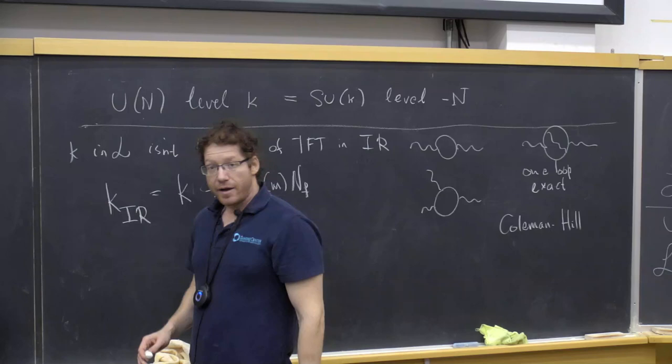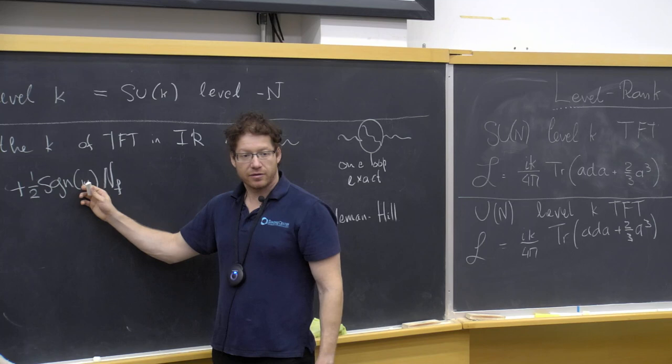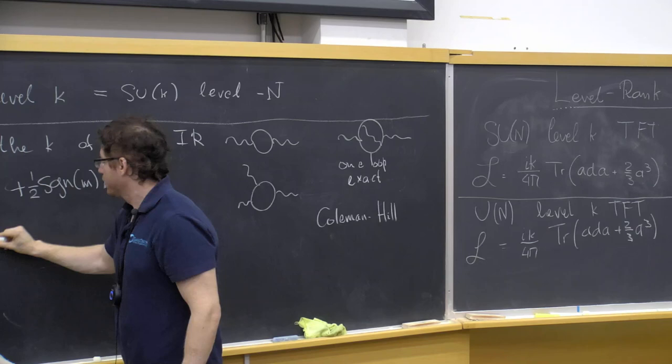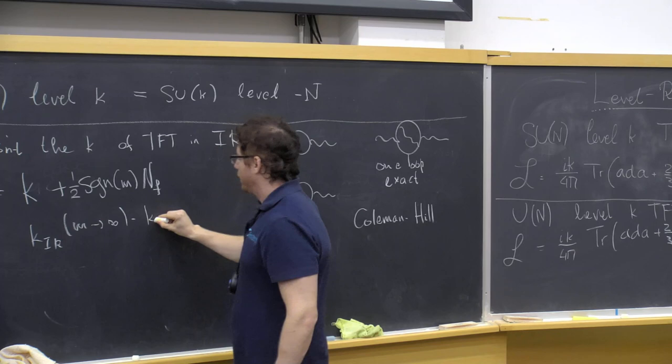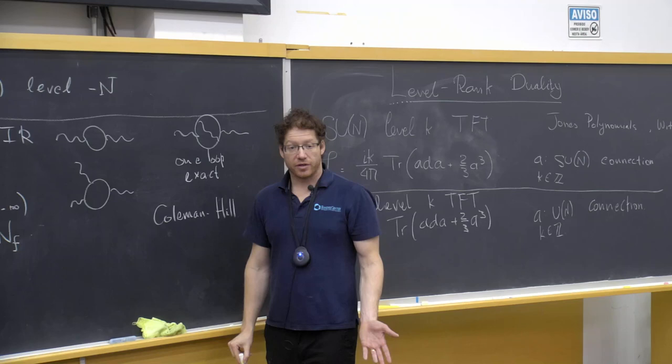Okay? Yeah? You said that this is sort of not equivalent, but it reminds us of the jumping Chern-Simons level. Yes. It's very similar, because if you go from positive sign to negative sign, K jumps by NF. So you see that K of the infrared theory at M going to infinity minus K of the infrared theory at M going to minus infinity is given by NF. And this is very reminiscent of what we found yesterday, or what I told you is true yesterday, for the abelian fermion. Okay?